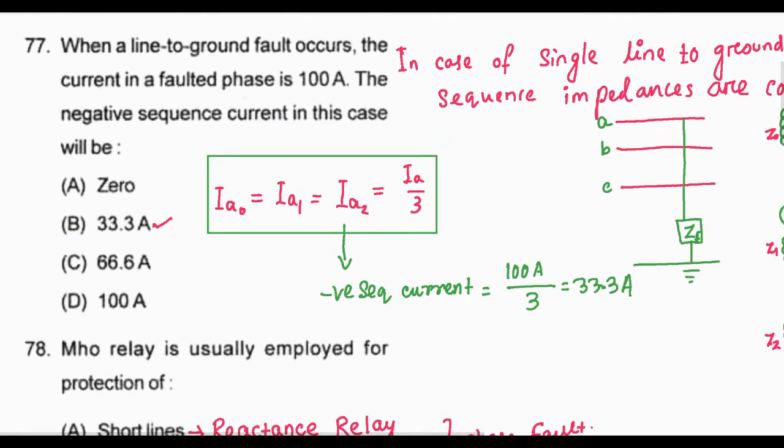Next is question number 77. When a line to ground fault occurs, the current in the fault phase is 100 ampere. The negative sequence current in this case will be?